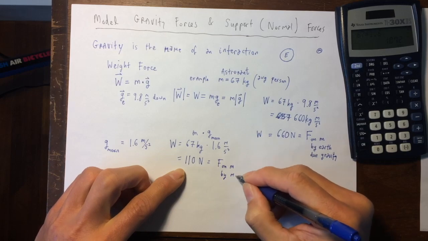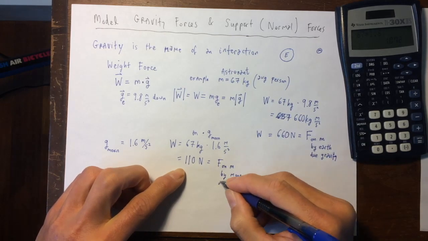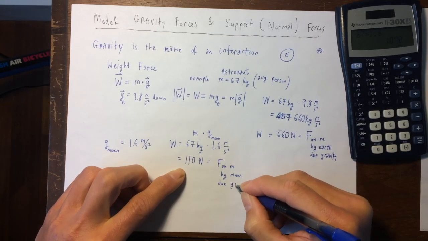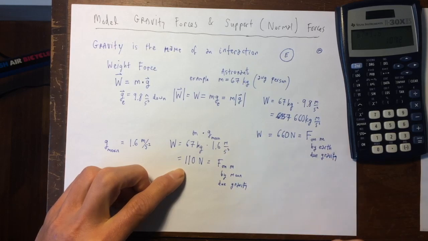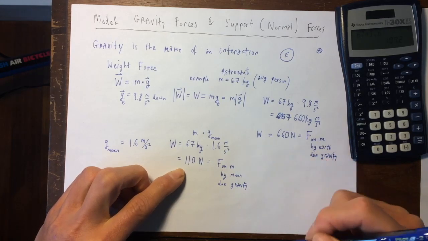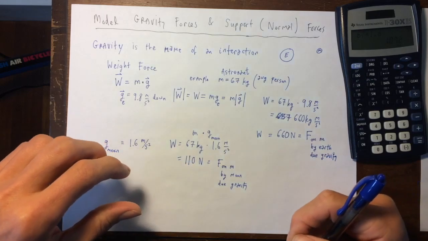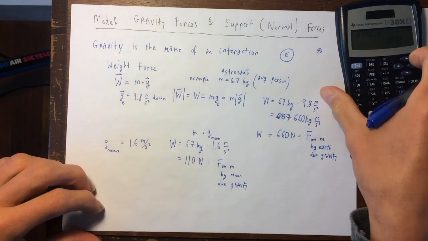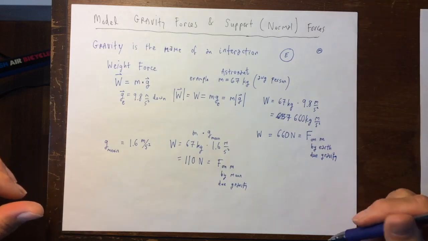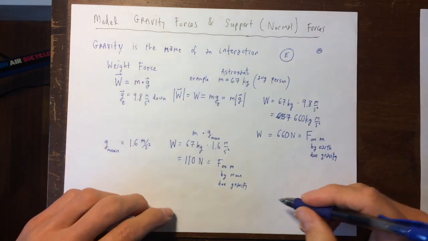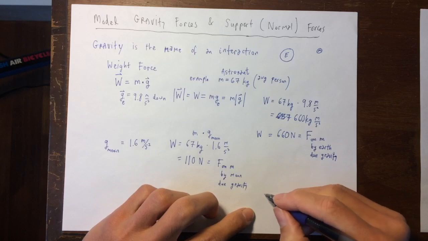not by the Earth, but instead by the moon. And it's still due to gravity. It's the gravity interaction between the astronaut and the moon, 110 newtons. So this is a description of gravity. So really, very, very quickly, let me make clear something.